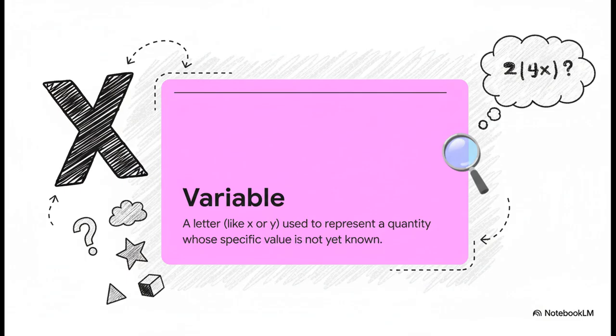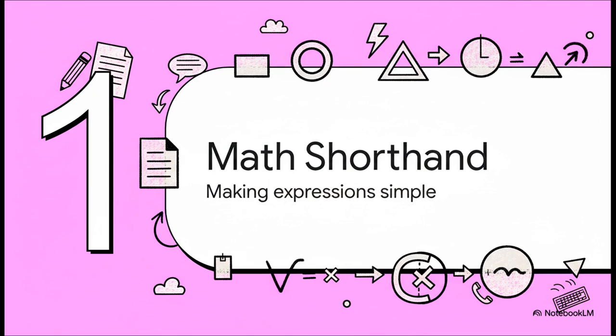But don't let the name scare you. All it is is a placeholder. Think of it like a little box or a sticky note that says, a number goes here, we just don't know which one yet. It's just saving a spot for a number until we figure out what that number is. Okay, so we get it. Letters are just placeholders for numbers. Now let's get to the cool part.